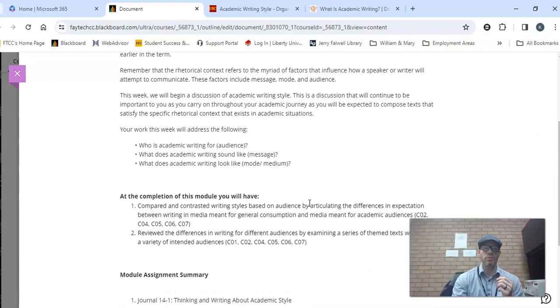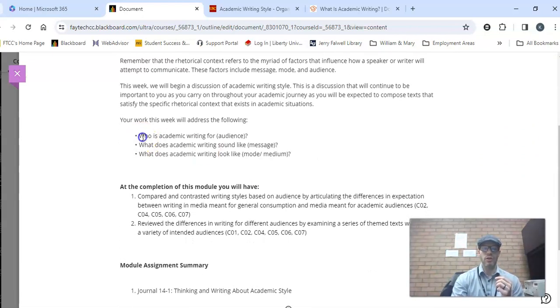Okay, so in this week it says you're going to address who is academic writing for, that is, who is the audience for that kind of text. What does academic writing sound like? What are the components of the message? What's the tone and so forth? And what does academic writing look like? That is, how is it actually conveyed through a certain medium with a certain mode? Like, what are the stylistic expectations?